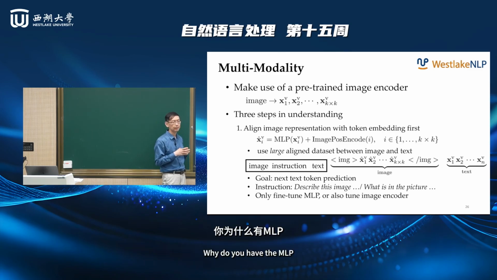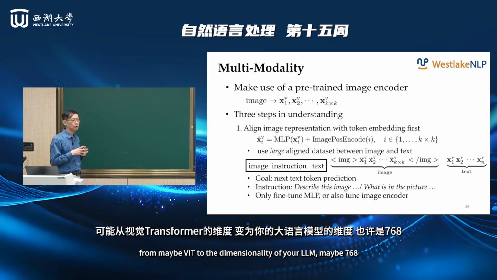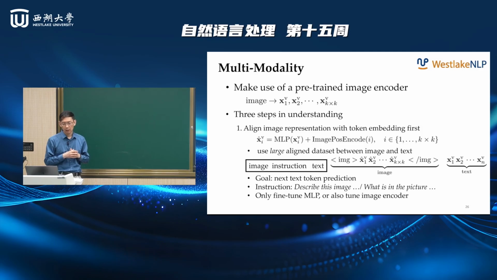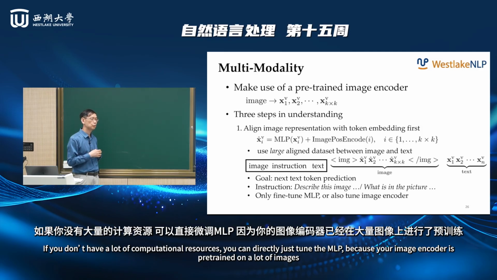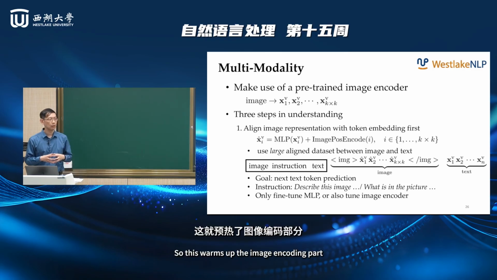Why do you have the MLP? Because you want to change the dimensionality from maybe ViT to the dimensionality of your LLM, maybe 768, to map the dimensionality. If you don't have a lot of computational resources, you can directly just tune the MLP because your image encoder is pre-trained on a lot of images. But if you have the computation power, as people do nowadays, you can tune both the MLP and the whole image encoder, the ViT model. So this warms up the image encoding part.